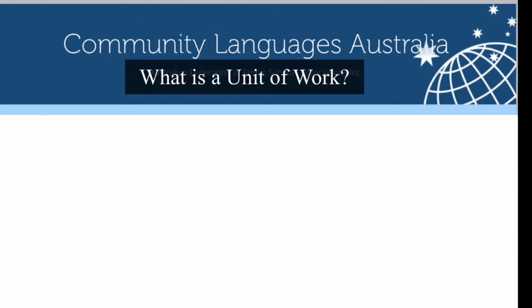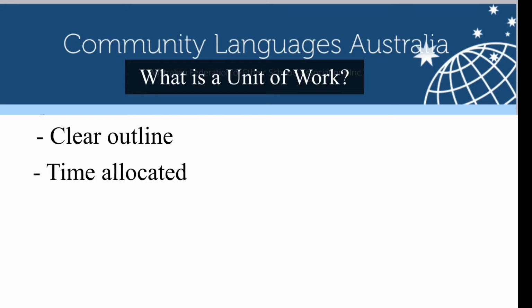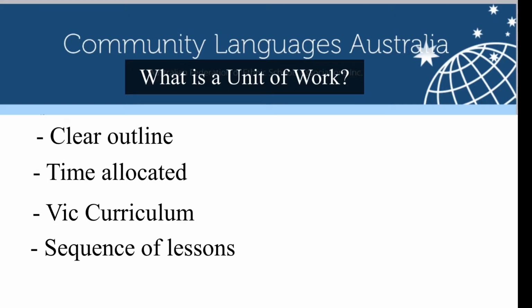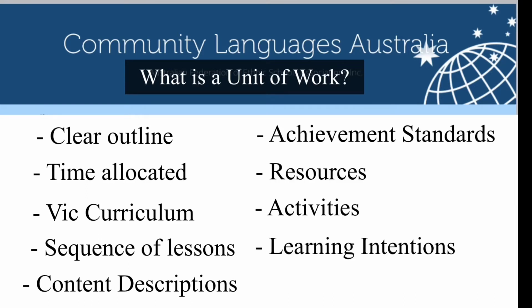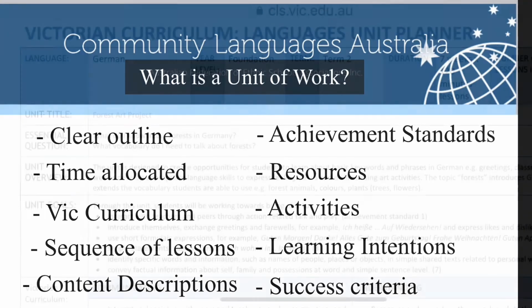So what is a unit of work? A unit of work, or a unit planner, clearly outlines what the teacher has planned for each lesson over a period of time based on the Victorian curriculum in the area of languages. The unit plan ensures the sequence of lessons includes specific content descriptions and achievement standards. The resources and activities in each unit plan develop knowledge and skills for all students, recognizing the time allocation and assessment to monitor learning. The learning intentions and success criteria are also very crucial for any lesson plan.